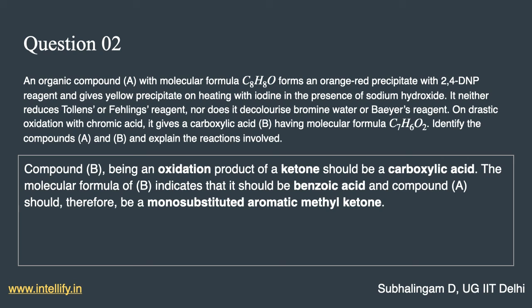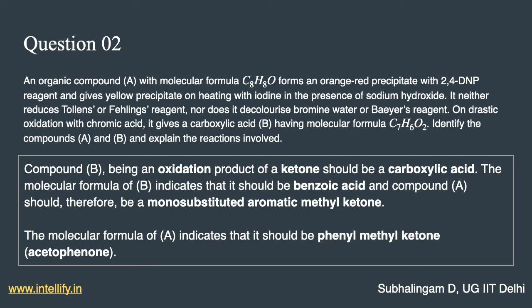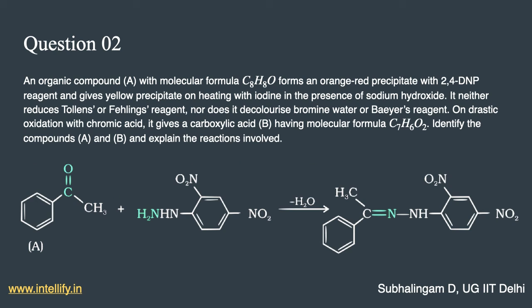Compound B, being an oxidation product of a ketone, should be a carboxylic acid. The molecular formula of B indicates that it should be benzoic acid, and compound A should therefore be a monosubstituted aromatic methyl ketone. The molecular formula of A indicates that it should be a phenyl methyl ketone, that is acetophenone. So this is how we come to the solution of A and B. We analyze everything that is given in the question, and finally we deduce what A and B are. So let's finish this question with the reactions that are asked for.